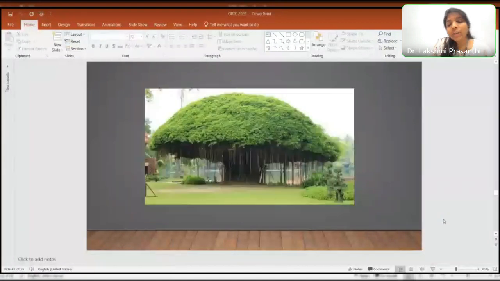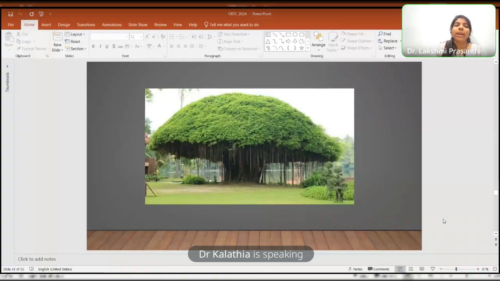Now let's come to the plant kingdom. So plant kingdom is all about sensitivity and reactivity.